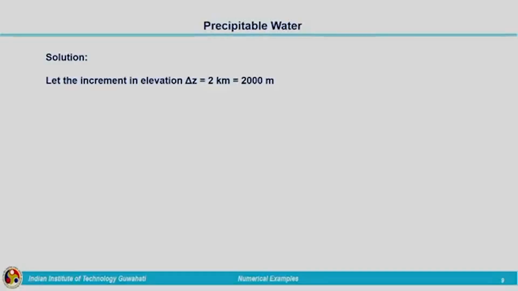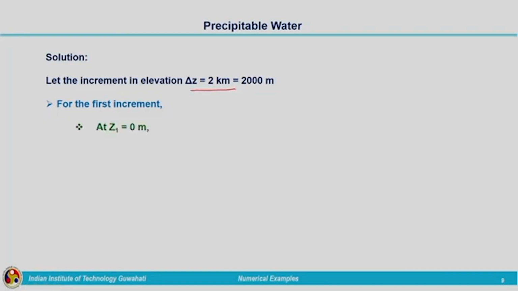So, let the increment in elevation delta Z be 2 kilometer. It is up to you. You can consider 500 meters, or 1000 meters, or 3000 meters, depending on the total depth given to you. But the depth should not be too high. If we consider the entire 12,000 meter depth together, we cannot average out the values. For averaging, we will consider each strip depth to be very small.